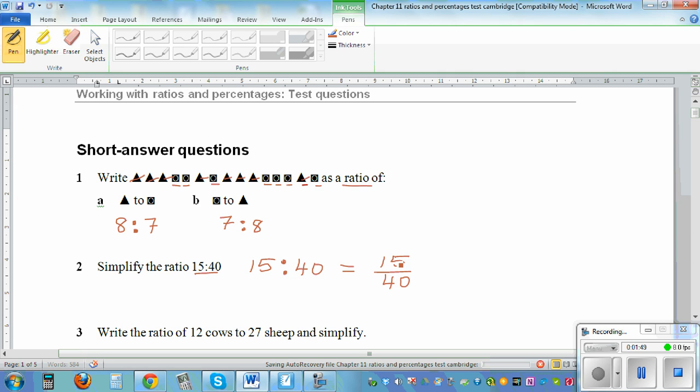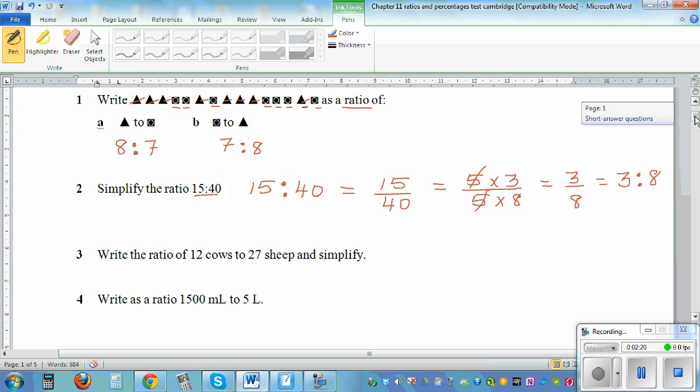So, can I write 15 and 40 as a factor of 5? Well, I can write 15 as 5 times 3. And 40 I can write as 5 times 8. So the 5s get cancelled. So this is 3 out of 8. And 3 out of 8, which is a fraction, if you want to write the same thing as a ratio, you write 3 is to 8. And that's all. Let's move on.